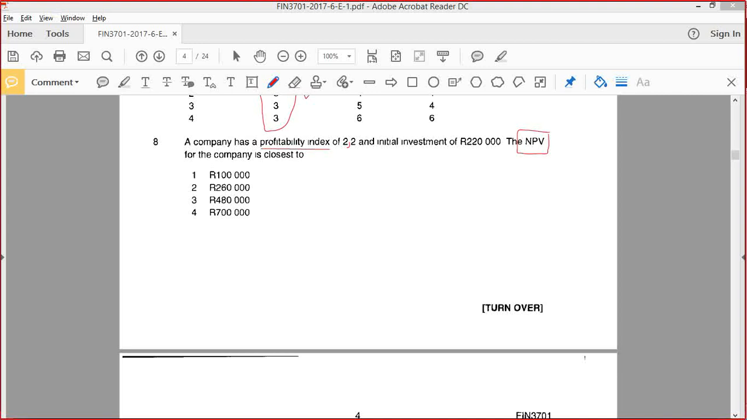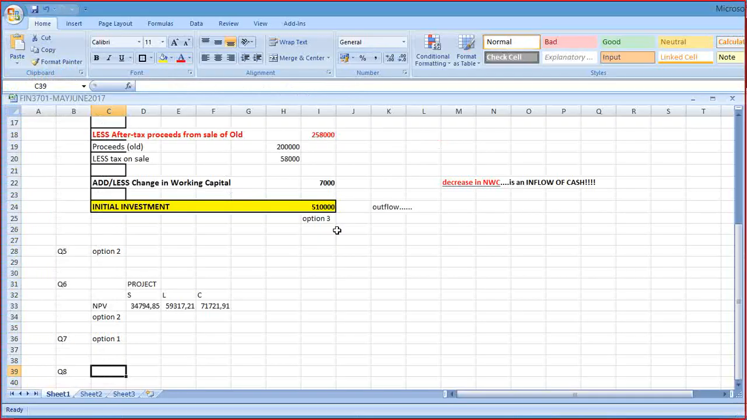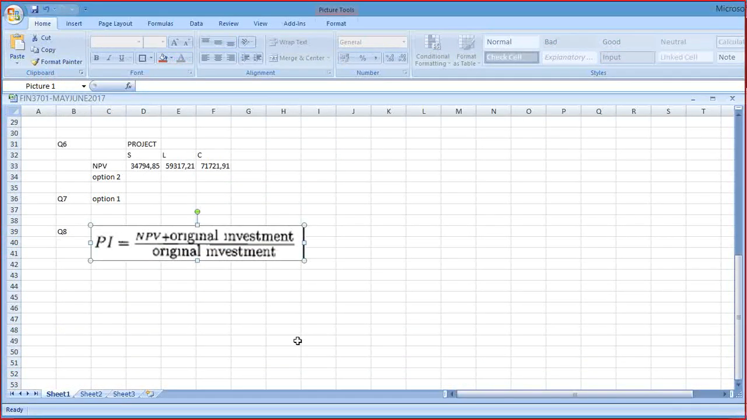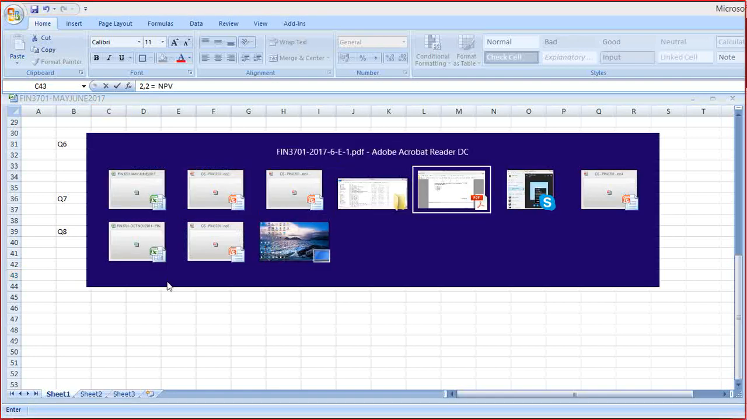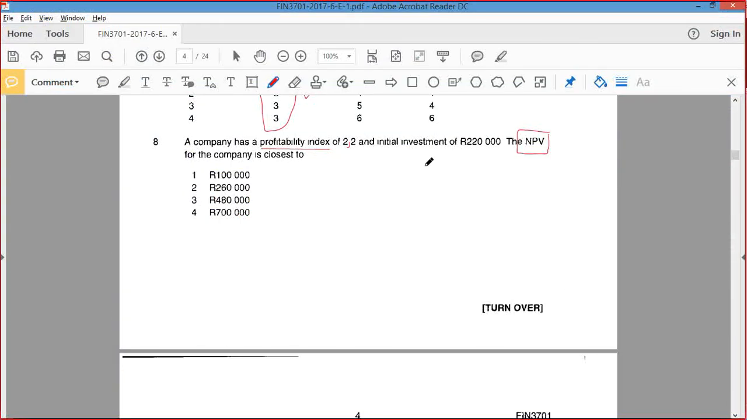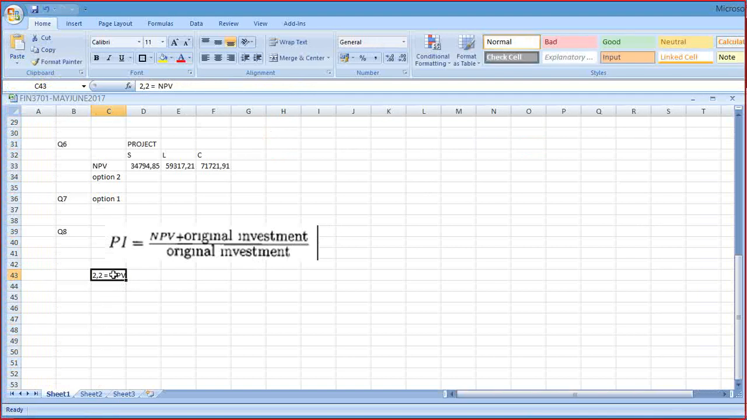Okay, so if you look at the slides for week 2, you would have seen this on one of the pages. Profitability index is net present value plus original investment over original investment. So the profitability index in this question is 2.2. 2.2 equals an NPV of question mark plus an initial investment of 220, divided by 220. Right, so there's the working.